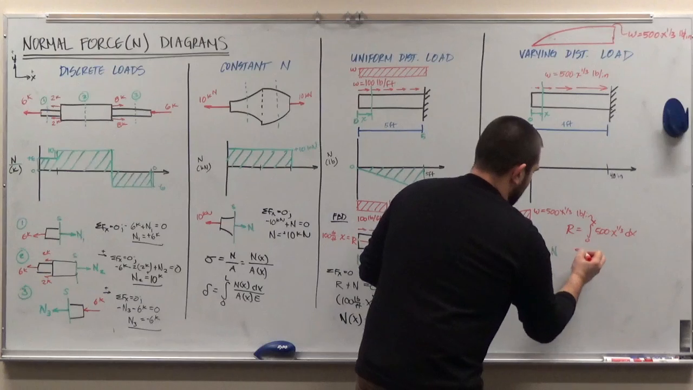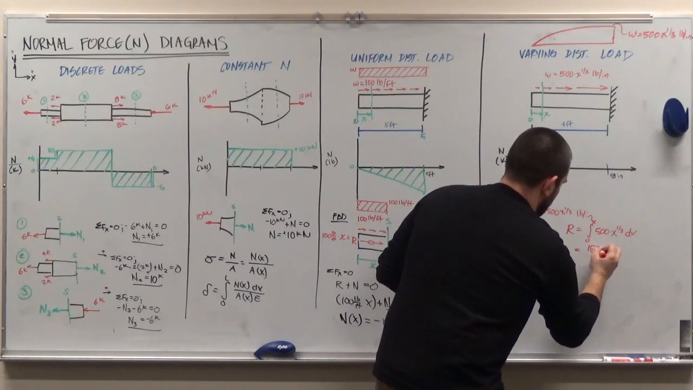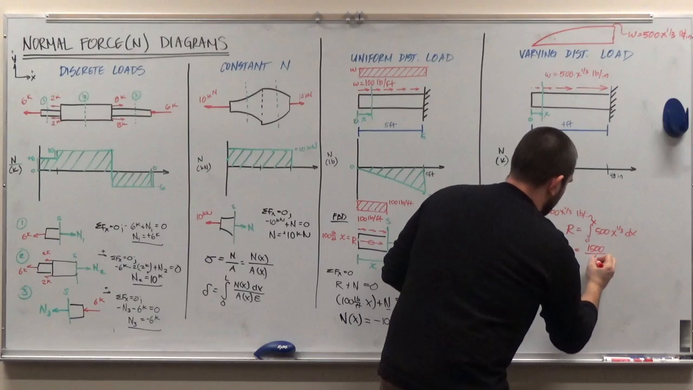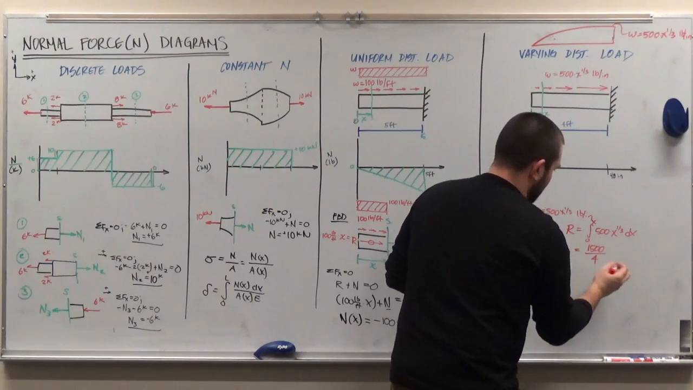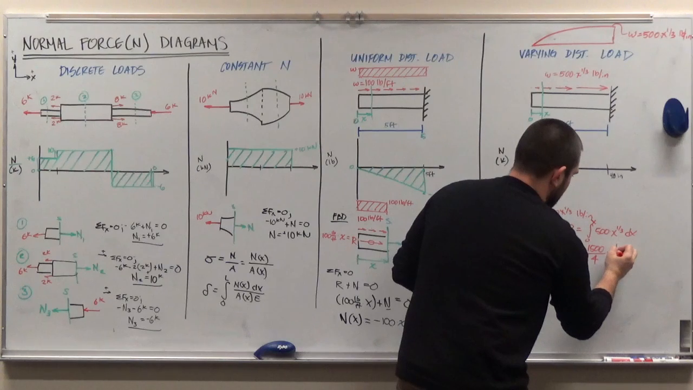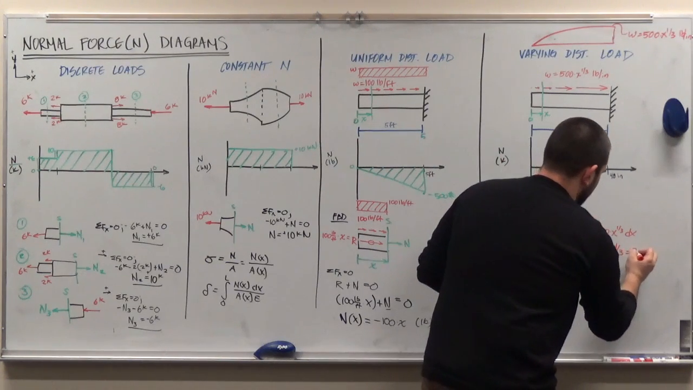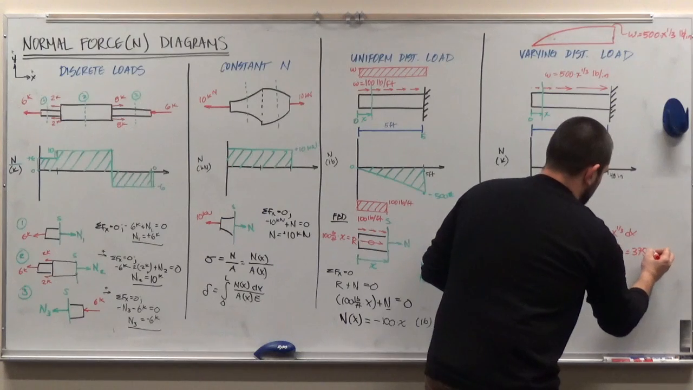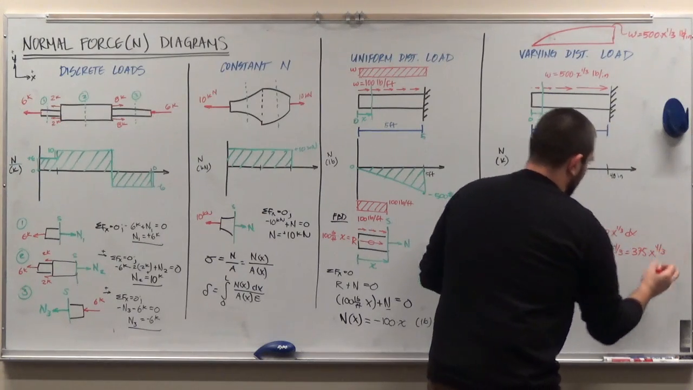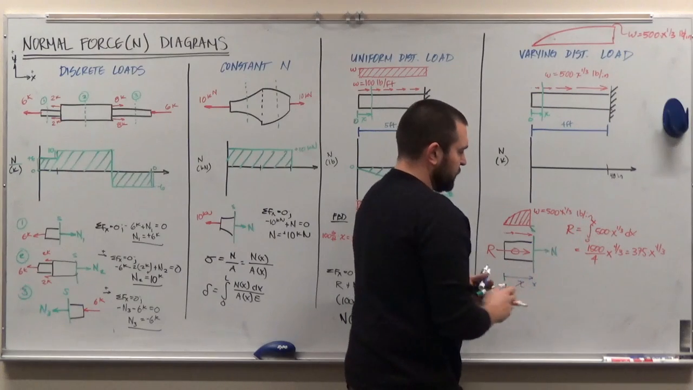And so I can solve for this, and I will get 1,500 fourths, which is I think 375, times x to the 4/3. In other words, 375 times x to the 4/3 power. That's what R is equal to. R is a function of x.